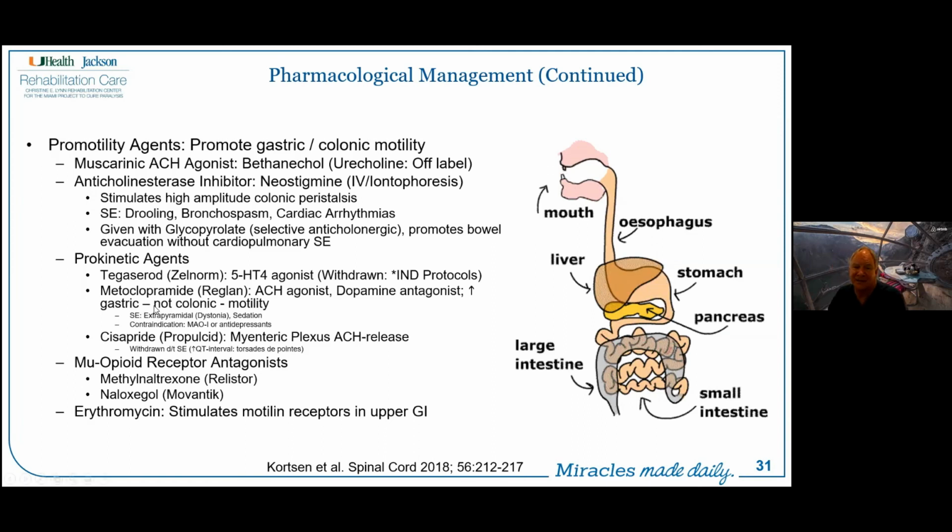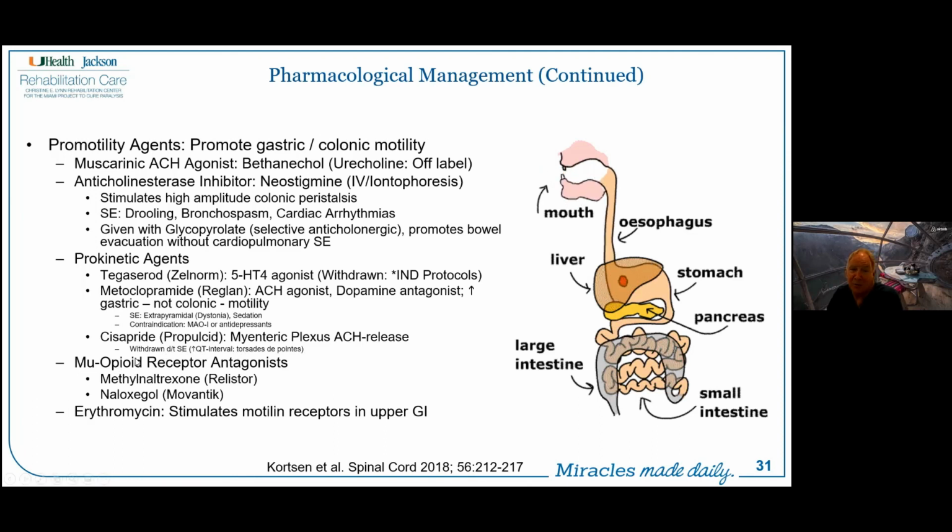And the side effects include dystonias, those extrapyramidal side effects associated with that, as well as sedation. And then you don't want to use this in conjunction with antidepressants or MAO inhibitors. Cisapride, Propulsid, is going to have an influence on the myenteric plexus, but this has also been withdrawn by the FDA because of side effects, particularly putting people at high risk for Torsades de pointes.